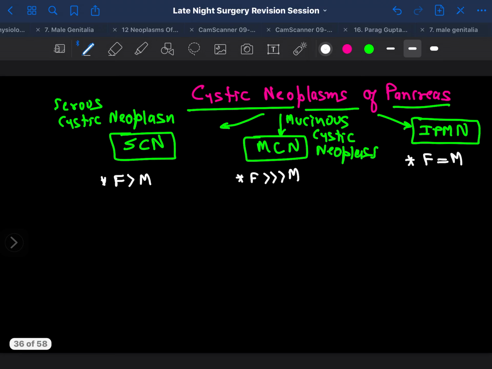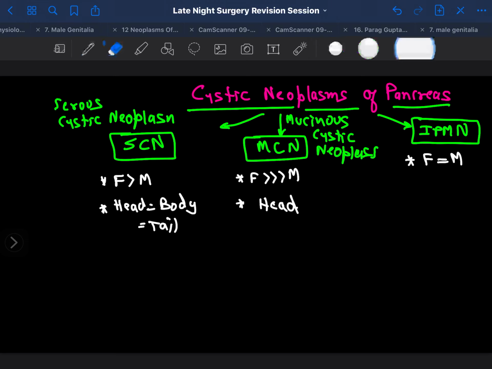Now, what about the serous cystic neoplasm? If we talk about the distribution of the serous cystic neoplasm, it is equally distributed in the head, body, and the tail. The mucinous cystic neoplasm, I'm sorry, this is basically more common in the body and the tail portion.